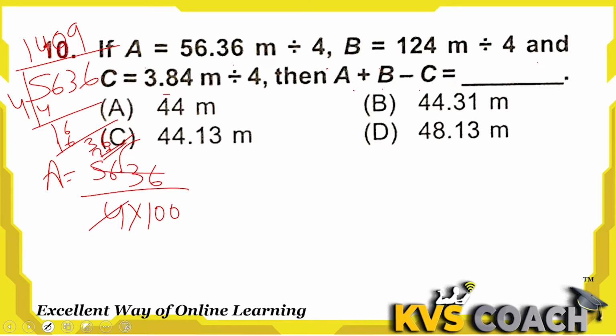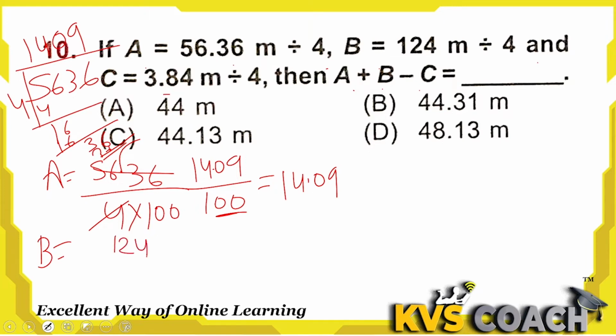So it will be 1409 divided by 100, and there are 2 digits, so we will put the decimal here. So 14.09 is the value of A. Now we will check the value of B. That is 124 meter divided by 4.